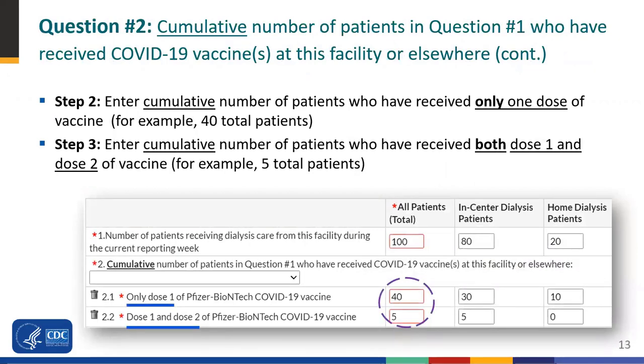The second step is to enter the cumulative number of current patients who have received only one dose of the vaccine. So in this example, a total of 40 patients received only dose 1 of the Pfizer vaccine. The third step is to enter the cumulative number of current patients who received both dose 1 and dose 2 of the COVID-19 vaccine. From this slide, you can see that 5 patients received both doses of the vaccine.